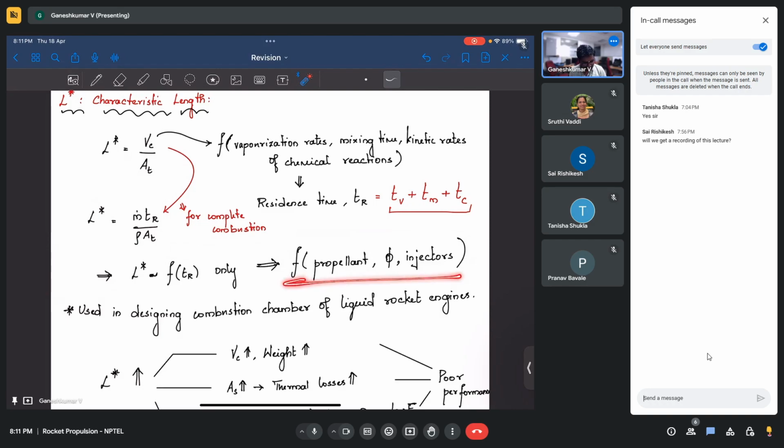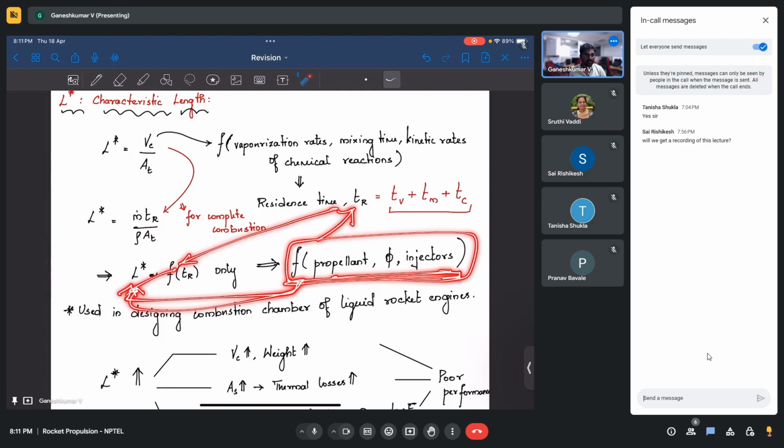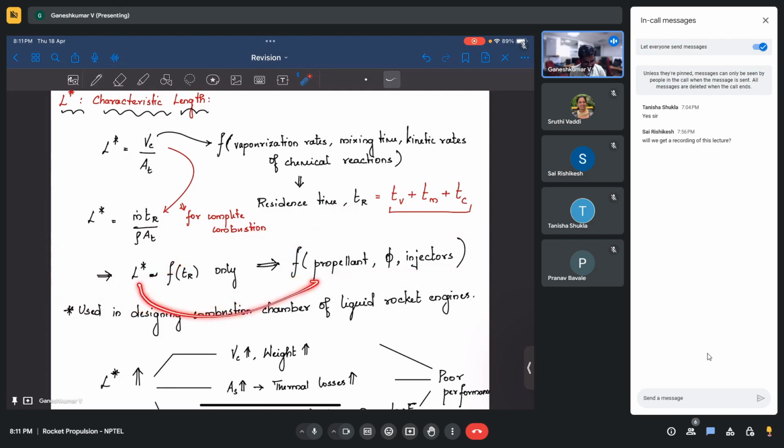They have already done this mapping of propellant, mixture ratio and injectors to the L star, because this is going to depend on the residence time, and the L star is just a function of residence time. So for any engine you are going to design, you just choose a propellant, and then you get its L star, and based on the mission you choose an AT, and once you know L star and AT, you can find the volume of your chamber. That is why this characteristic length is actually useful.